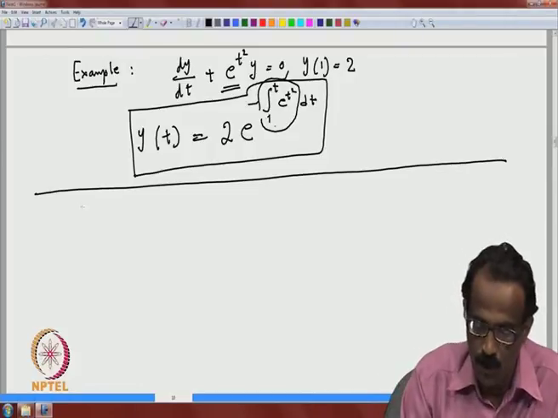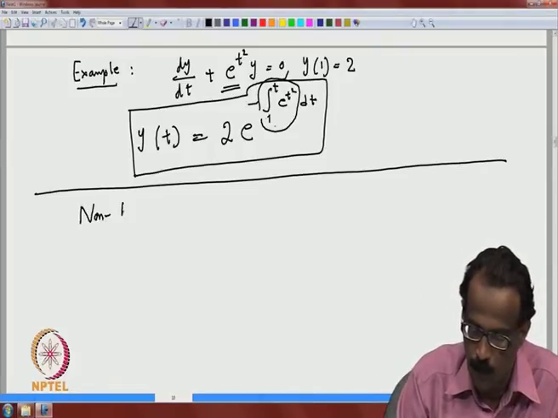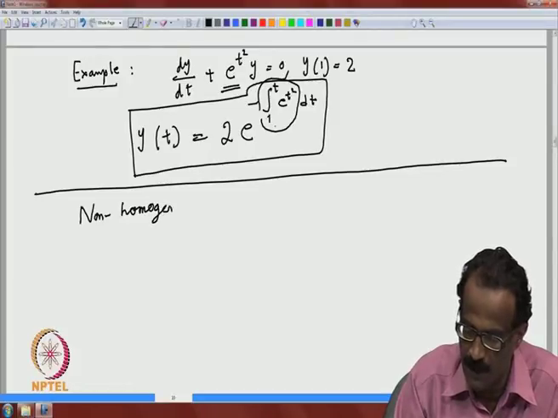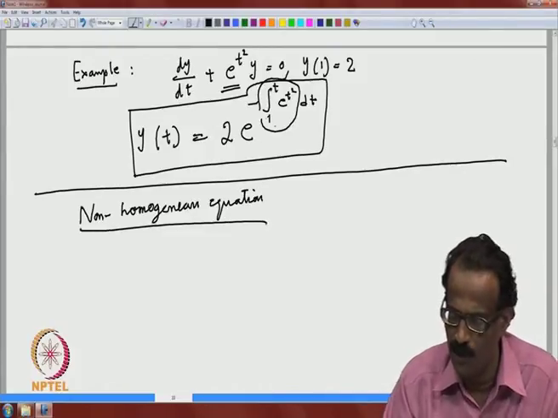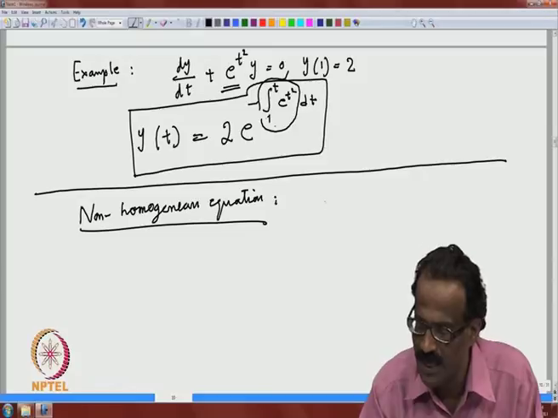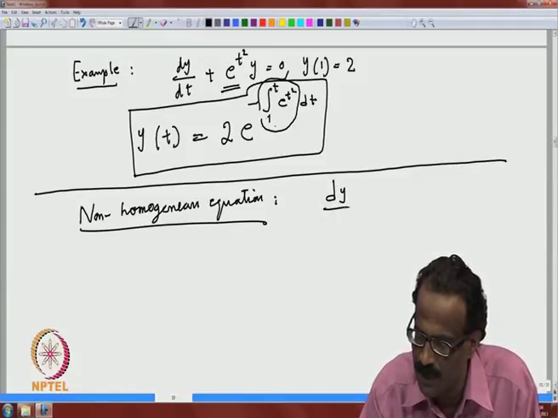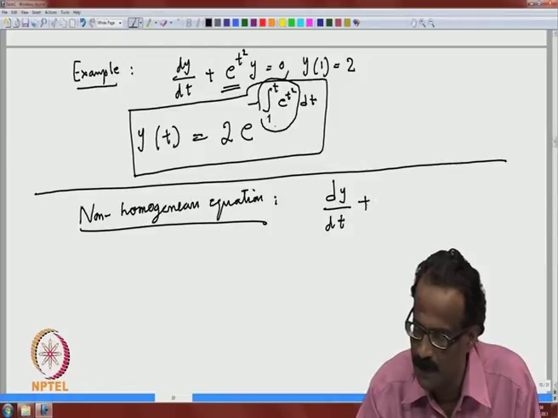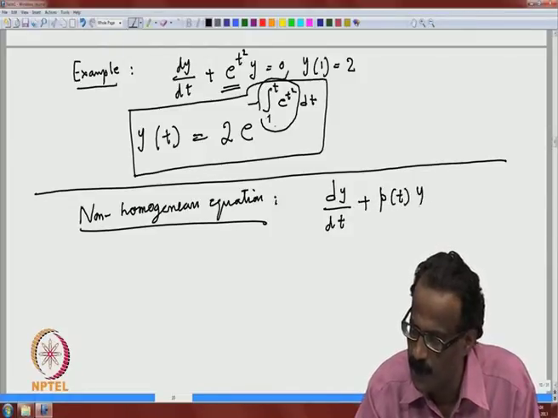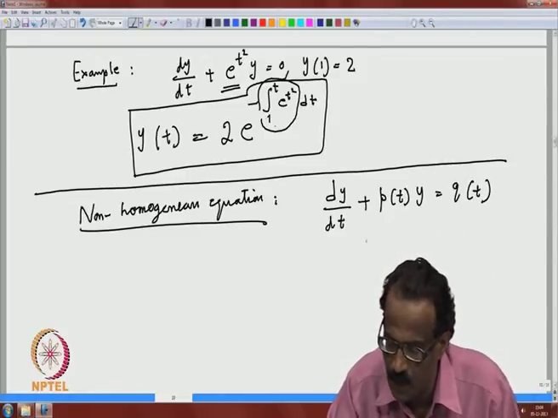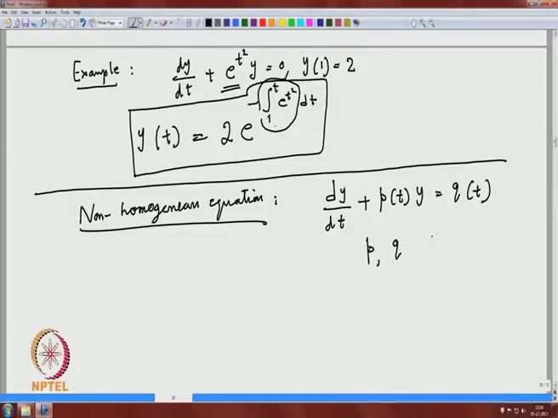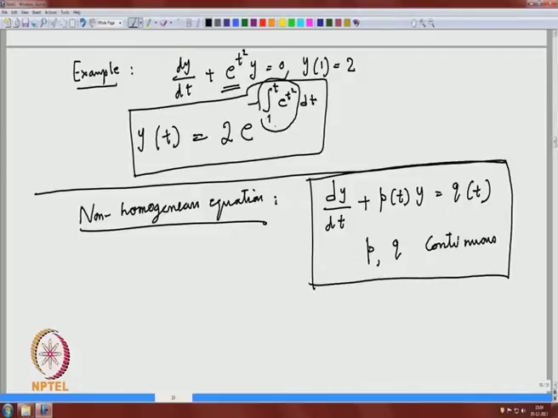So, with that let me go to the non-homogeneous equation. Its life is very easy in all these things because there is nothing more to do than an integral calculus problem. So, what is your non-homogeneous equation? You have dy by dt plus P(t)y equal to Q(t). And then we assume of course P and Q continuous. This is always our assumption. And you have your initial value problem. So, we will write that one.